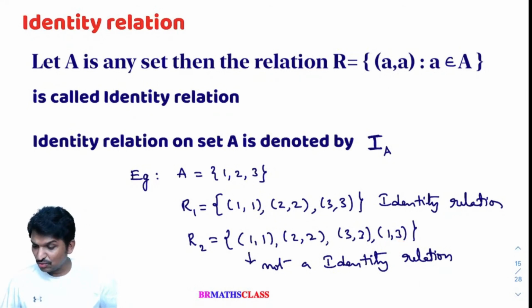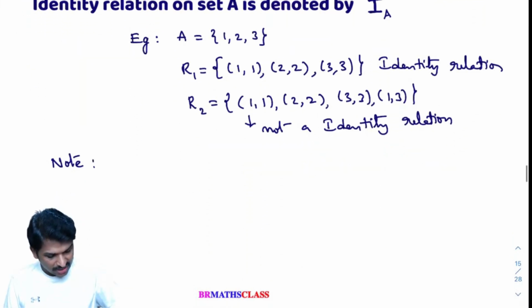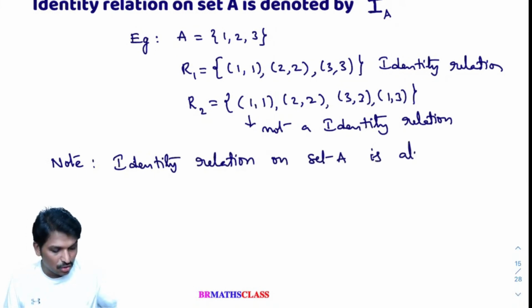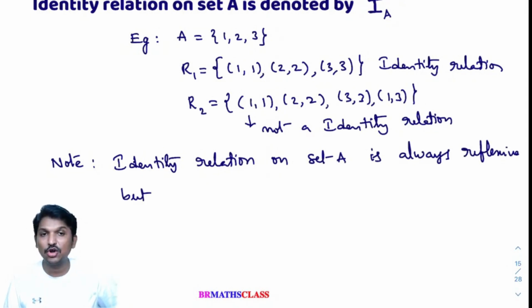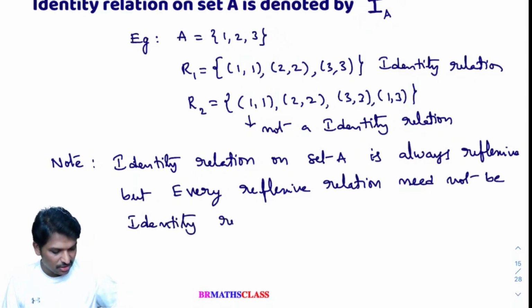I just want to note a few points related to this identity relation. I'll write here, note point. Identity relation on set A is always reflexive. But the converse need not be true. The converse need not be true means every reflexive relation need not be an identity relation.